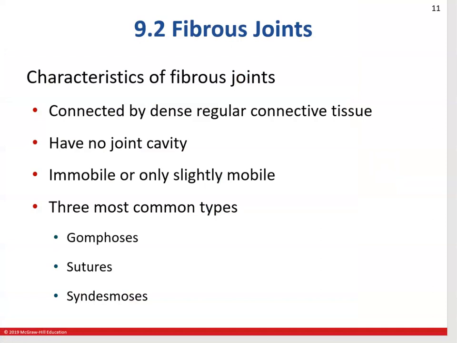So let's look at fibrous joints and cartilaginous joints here in this screencast, and then we'll dedicate a separate screencast to the synovial joints. So fibrous joints, again, are connected by dense, usually dense, regular connective tissue. And so that's going to be little tiny ligaments. There's no joint cavity. They're either immobile or slightly mobile. And we're going to look at three different kinds: gomphoses, sutures, and syndesmoses.